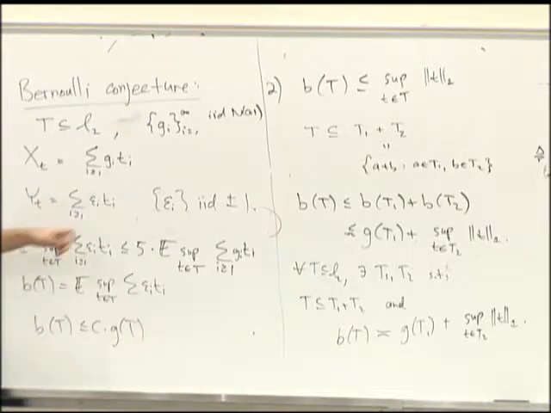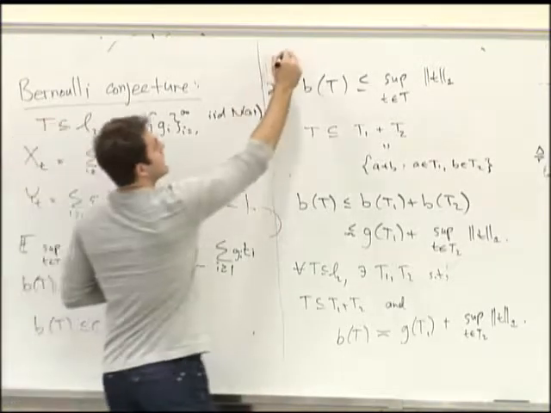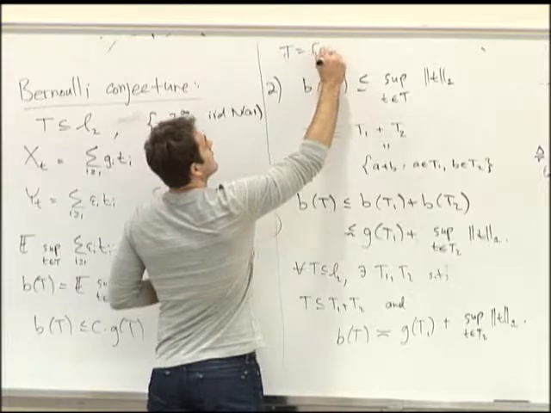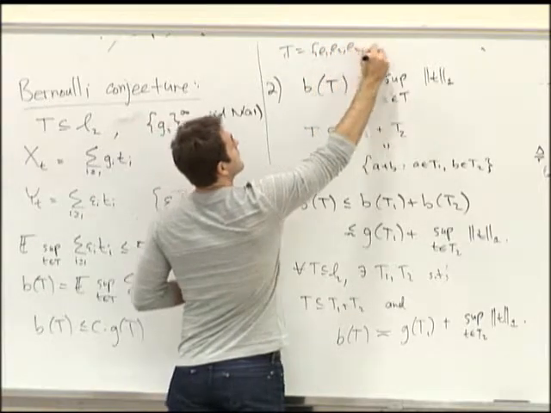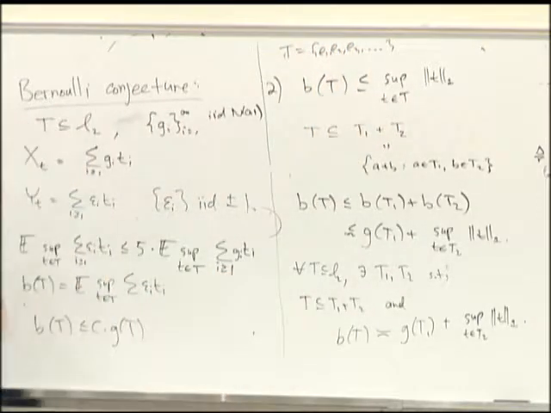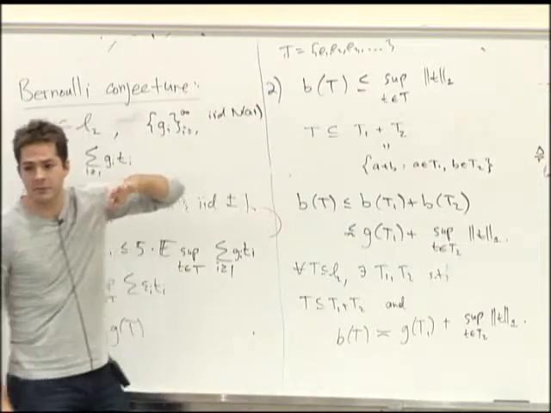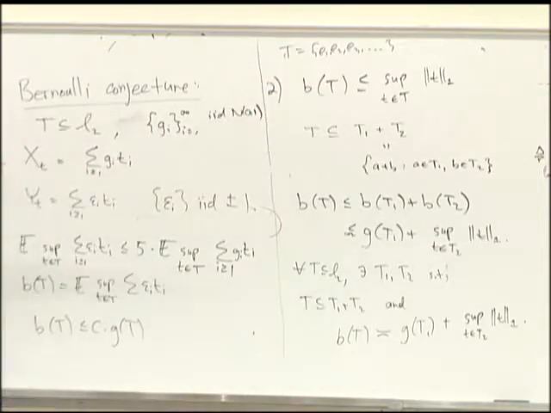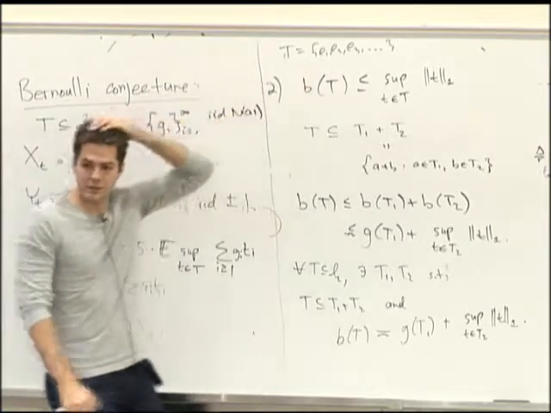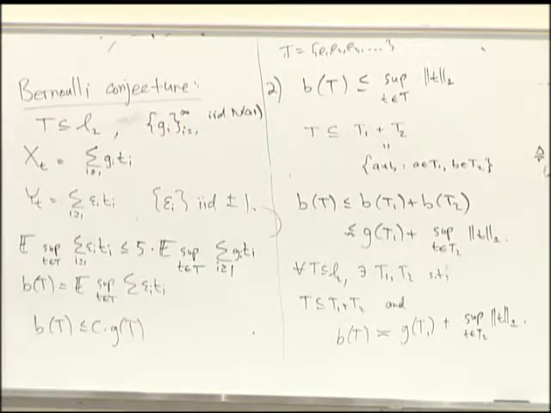Take your set T to be e1, e2, e3, and so on. So now in the Gaussian case, the expected supremum is infinite. This is because it's the supremum of an infinite number of IID Gaussians. But in the Bernoulli case, of course, the supremum is 1. If you sum up one term, you get 1. So in fact, they can be arbitrarily different.